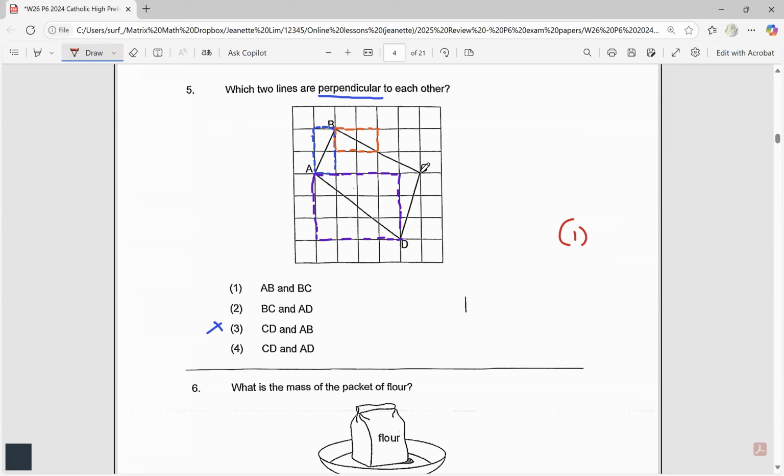Now, if you look at CD, CD cuts across 3 squares, from one corner to the next corner is 3 squares. So it is not perpendicular to BC, nor is it perpendicular to AD. So to identify perpendicular lines, look for the number of squares that it cuts. It has to be the same number.